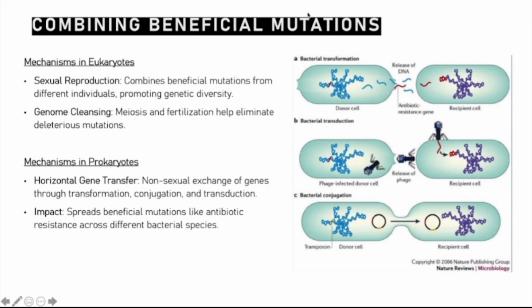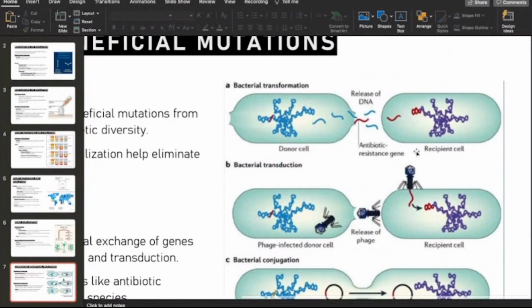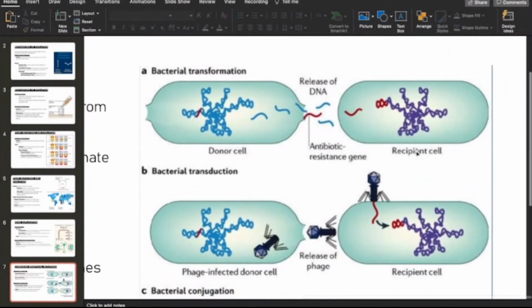And this can happen through transformation, transduction, or conjugation. And this is usually, of course, non-sexual. And this is able to spread beneficial mutations like antibiotic resistance across different bacterial species. Now we're going to look into these horizontal gene transfers.